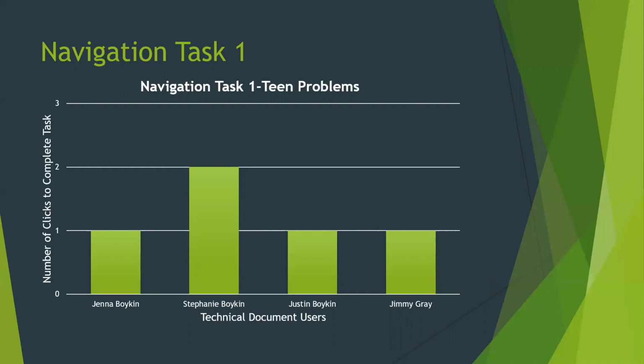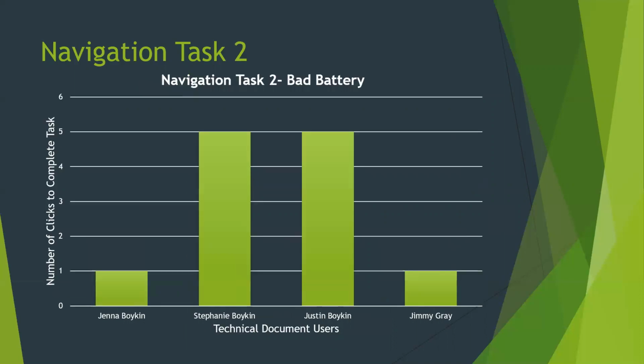This test showed that navigation to what the user was looking for was relatively easy, and I do not suggest any changes based off of this test. Now shown is the data for my second navigation task. The graph is formatted the same as the first one.